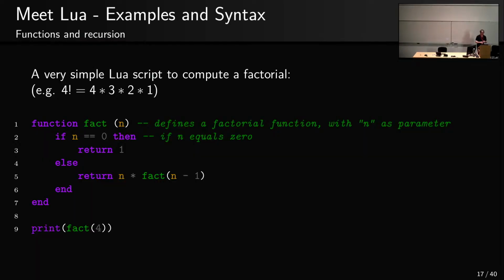And last but not least, functions. This is going to be a simple factorial for those of you who remember high school math. 4 factorial is just 4 times 3 times 2 times 1. And this is implemented as a recursive function in this case. It means the function calls itself.